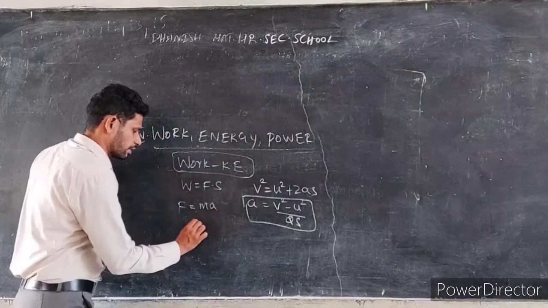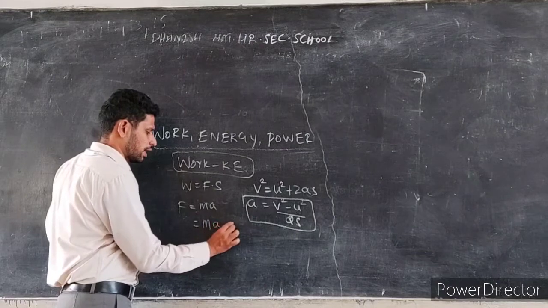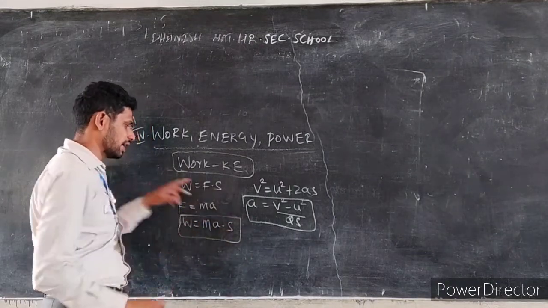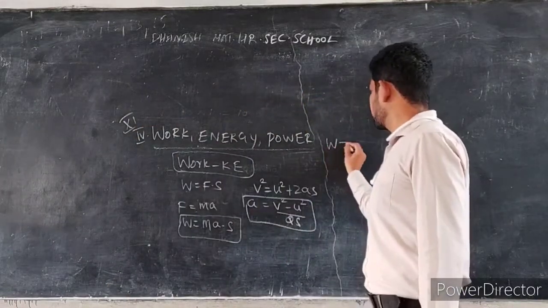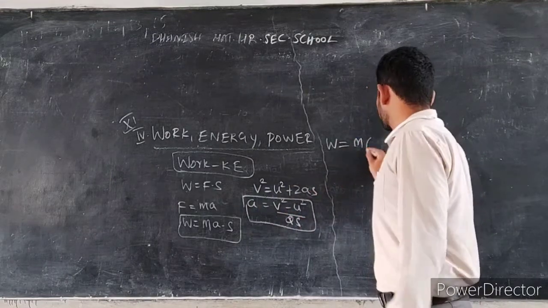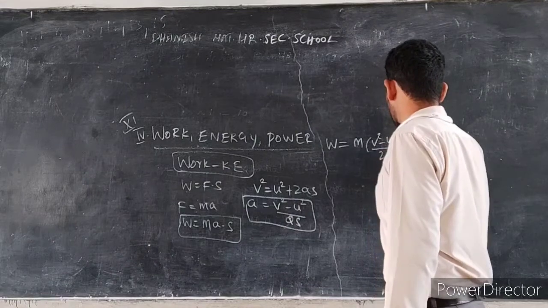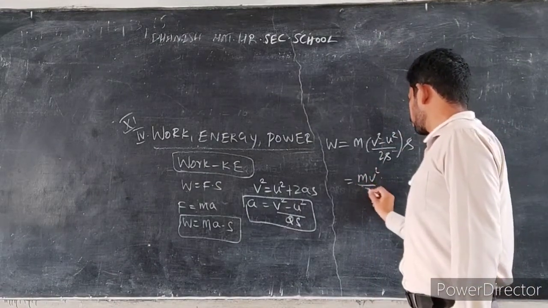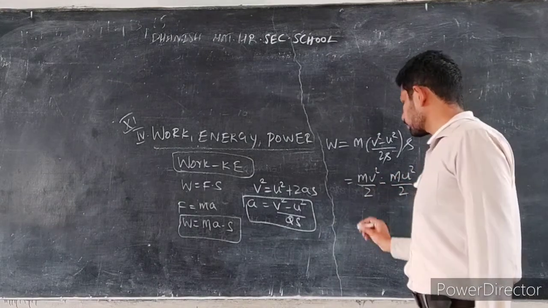Substituting this here, it will become m a dot s. The total work done will be equal to a dot s, right? From this one, the total work done will be equal to m times a, which is (v squared minus u squared) by 2s, into s. The s will cancel. Then I can write m v squared by 2 minus m u squared by 2.